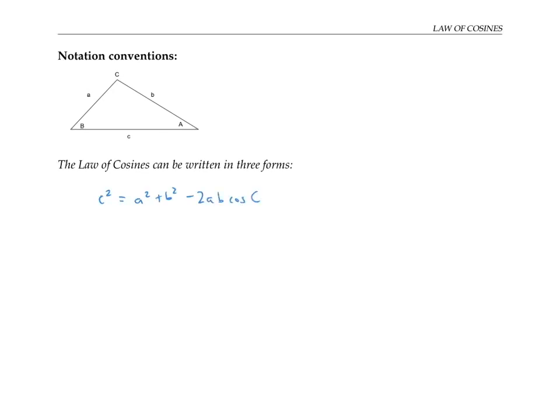But it doesn't matter which side we call A, which side we call B, and which side we call C. All that matters is that this angle is opposite to this side and between these two sides. So we could have just as easily written a squared equals b squared plus c squared minus 2bc cosine A, or b squared equals a squared plus c squared minus 2ac cosine B. We can use whichever of these three forms is most convenient for the problem at hand.